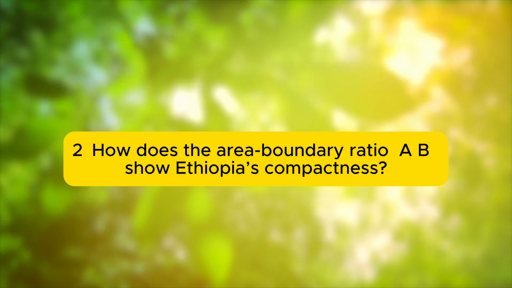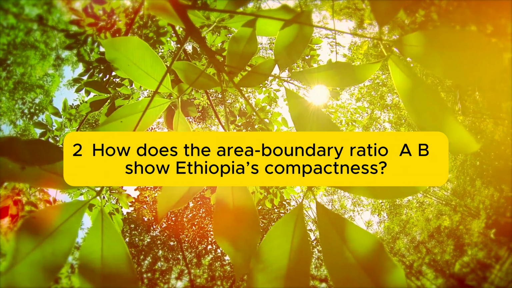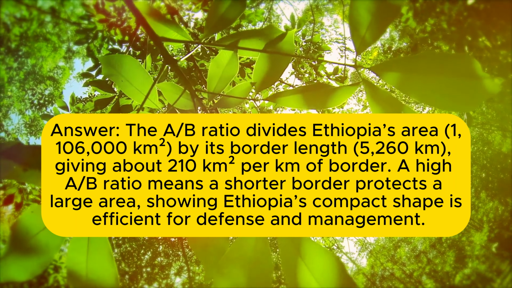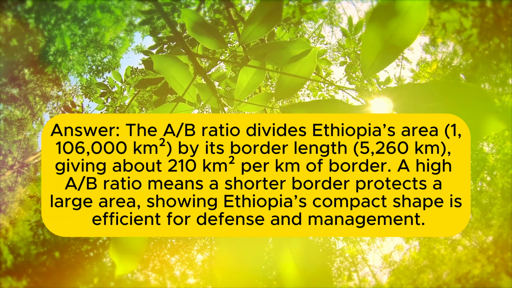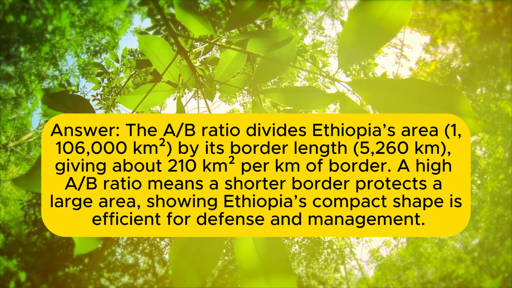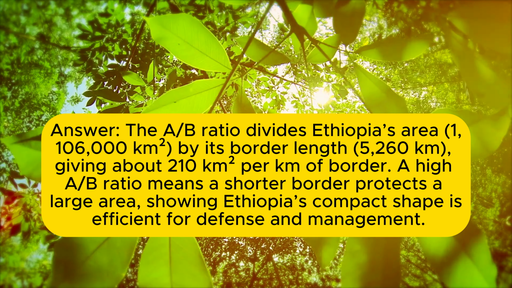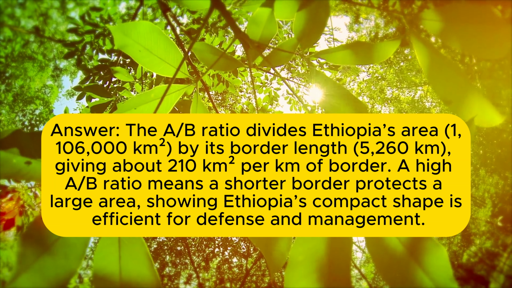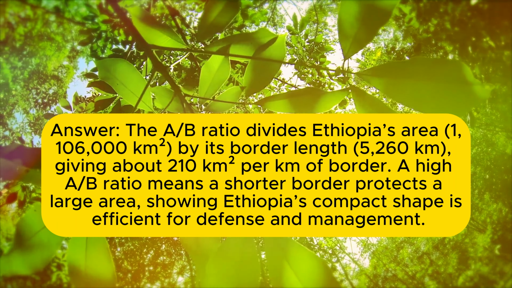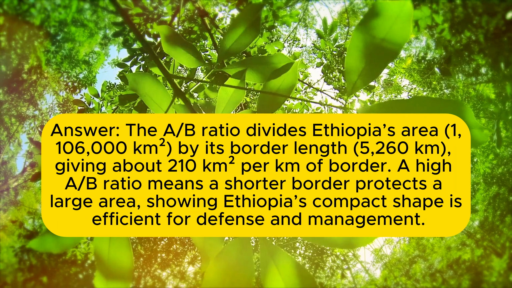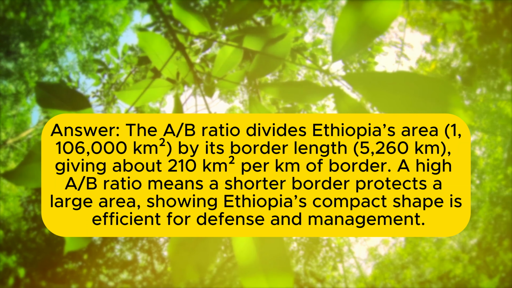2. How does the area boundary ratio show Ethiopia's compactness? Answer. The area boundary ratio divides Ethiopia's area, 1,106,000 square kilometers, by its border length, 5,260 kilometers, giving about 210 square kilometers per kilometer of border. A high area boundary ratio means a shorter border protects a large area, showing Ethiopia's compact shape is efficient for defense and management.